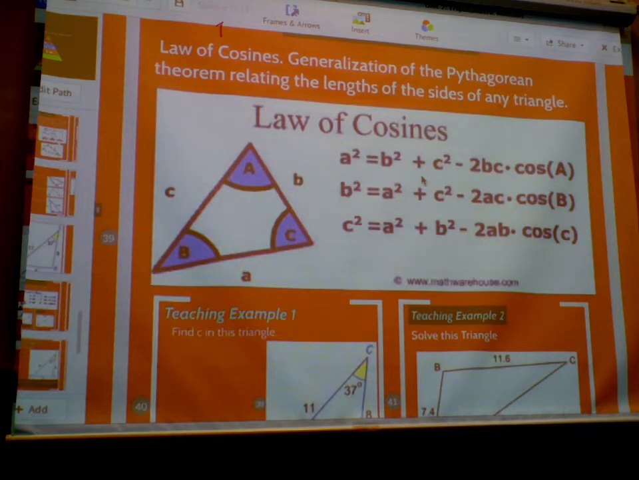This is Pythagorean geometry. They're always added, then subtracted 2ab cosine, or 2bc cosine.